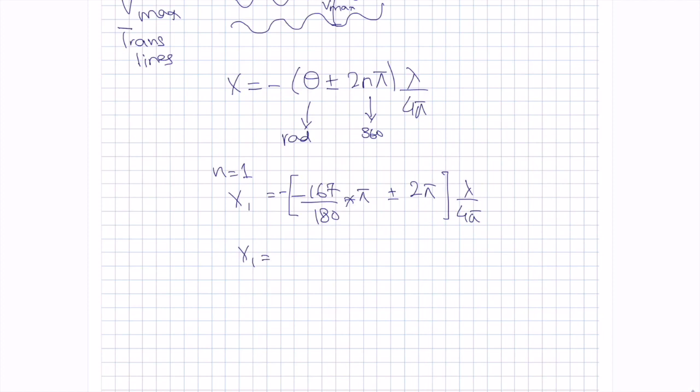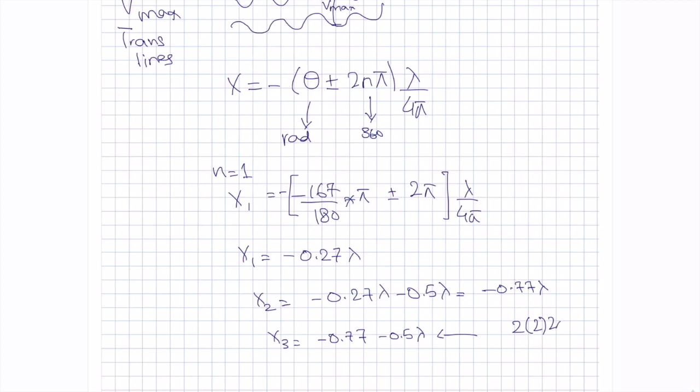My x1 location comes out to be negative 0.27 lambda. If we have to find the x2 location, we just have to subtract half a lambda from that. So that should give us negative 0.77 lambda. And if we have to look for the third location, we can just do another negative half lambda.